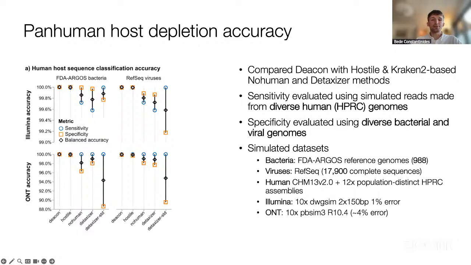So really this shows that the Kraken 2-based methods don't fare so well, at least with their default parameters, which can be changed. And even for short paired reads, they have lower specificity. Deacon performs generally best except in one scenario, which is short paired reads, where Hostile has greater sensitivity, which I appreciate is quite difficult to see on this plot.